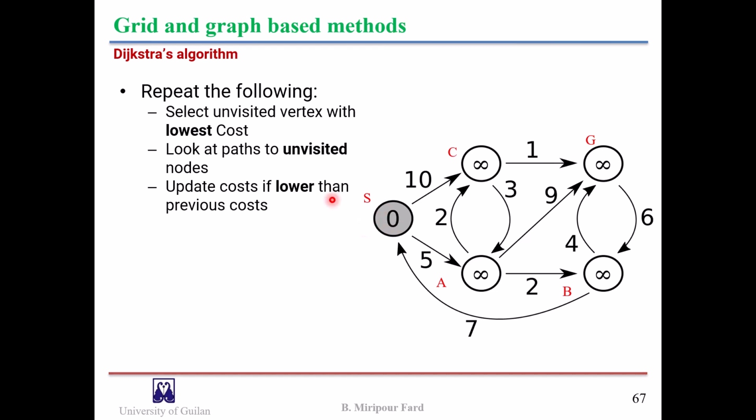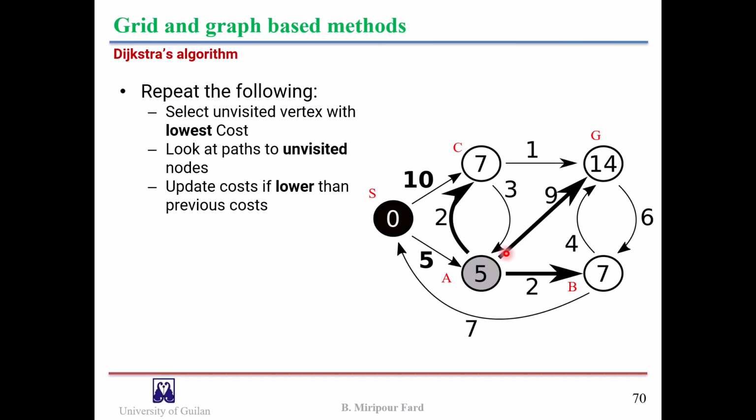We will also color the nodes that have already been determined as black. We start from S and consider all edges that go out from S. There are two edges from S to other nodes. The costs are 5 and 10. Therefore, infinities are replaced by 5 and 10. We choose the lowest of these costs, which is 5. We again consider all the edges that go out of node A to the other nodes.